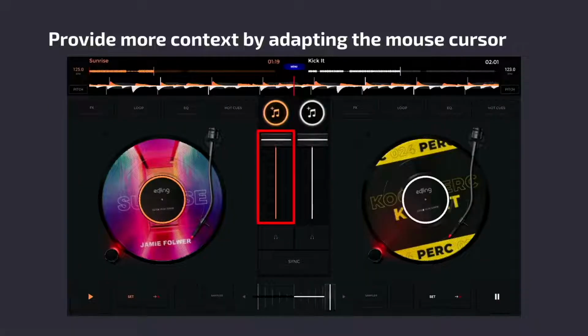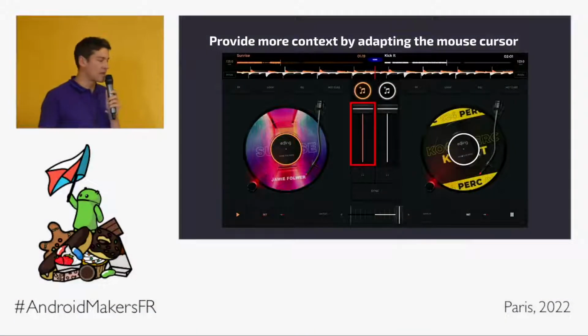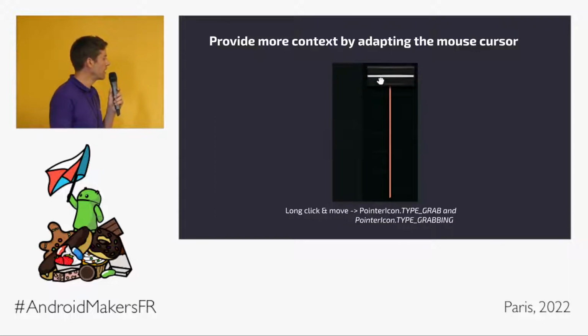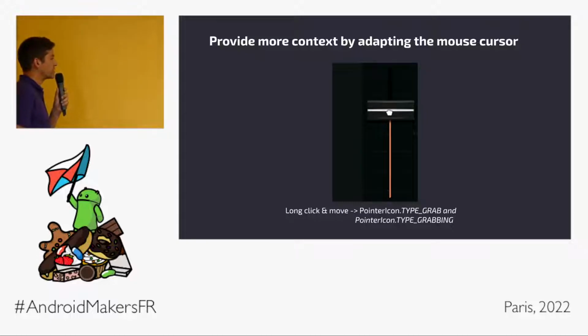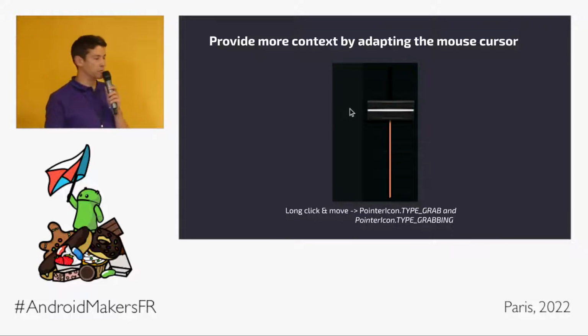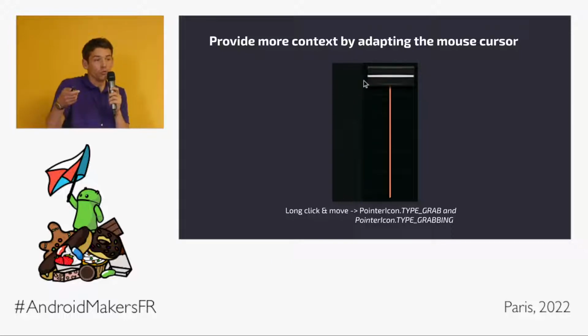So, before displaying the track library screen, I want to prepare the platen and reduce the volume of the left disk. The custom view you see is responsible for managing the volume. So we select the cursor and we move it vertically.